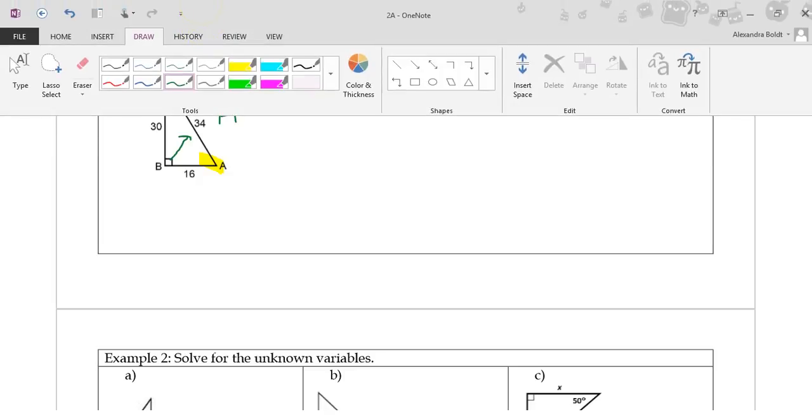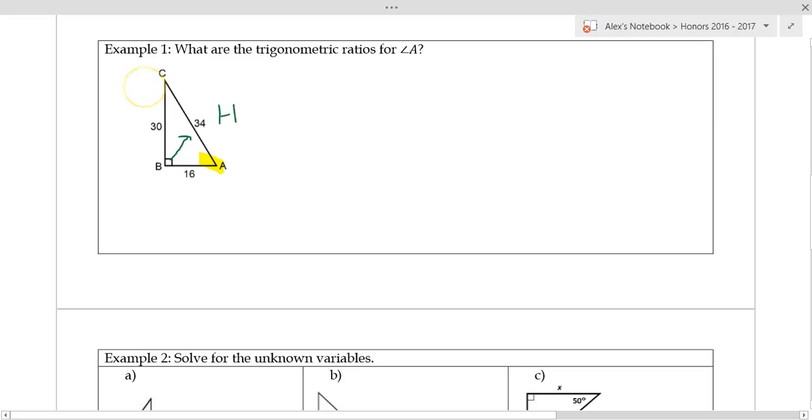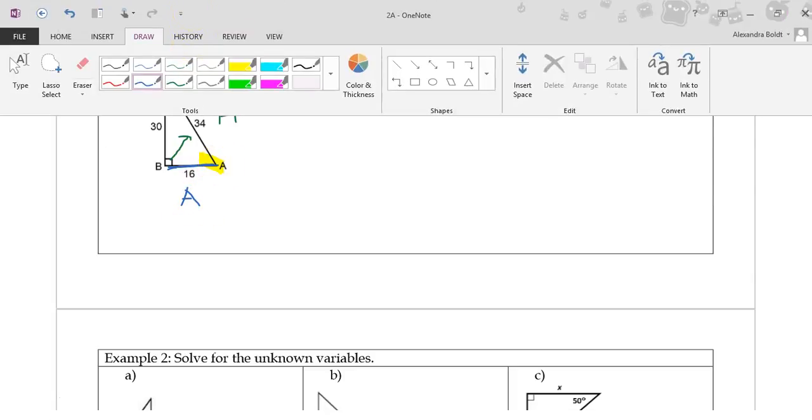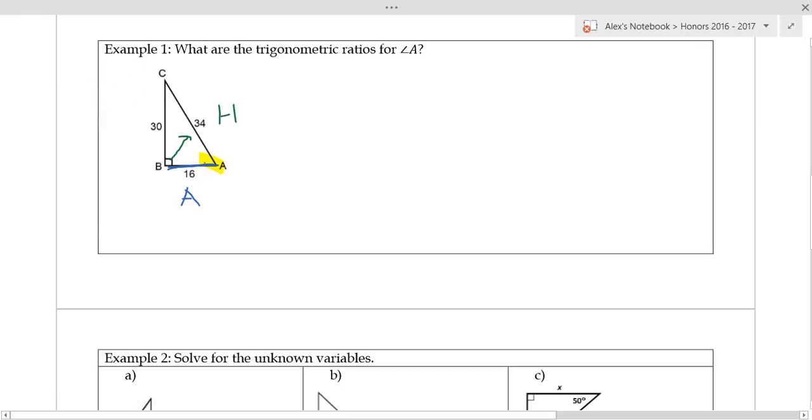Then my adjacent side, I think, is the next easiest one. It's the side that's next to the angle. It's touching the angle, right? So this side here is touching that angle. And then my opposite side is across from the angle I'm looking at, which in this case was angle A. So I have my opposite side, my adjacent side, and my hypotenuse. And we'll definitely be practicing labeling those a whole bunch more in class.